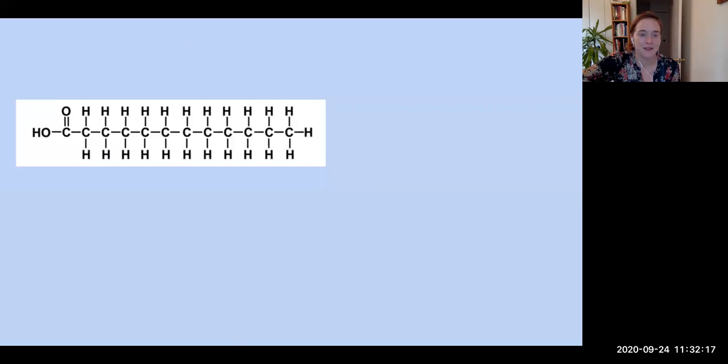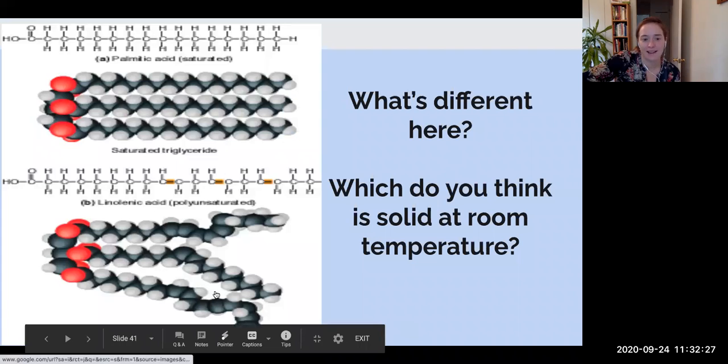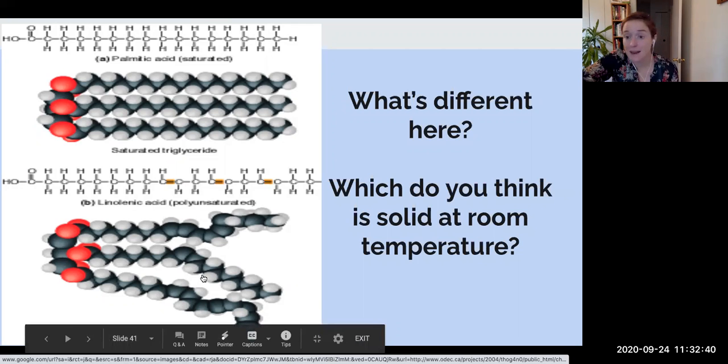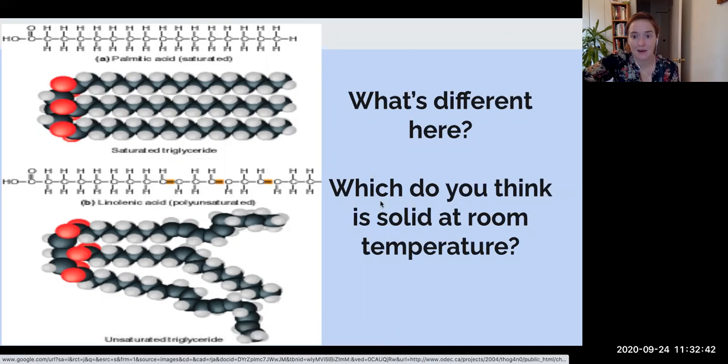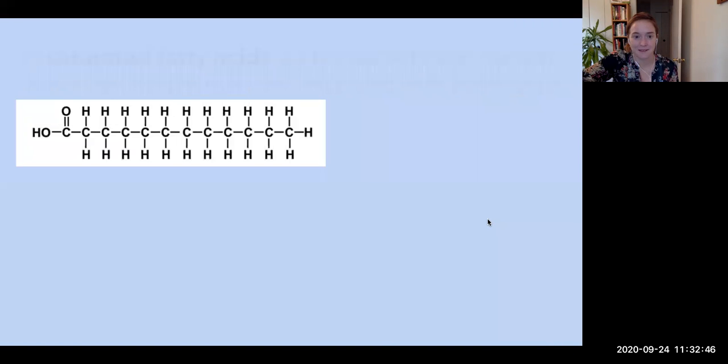All right, so try this one. Which do you think is which here? Okay, the one on the bottom is the unsaturated. The little double bonds are highlighted in red. I'm sorry, yellow. So that's going to make these kinks in the molecule, which you can see here. You can't fit as many of them into one space, and so they are not solid at room temperature.